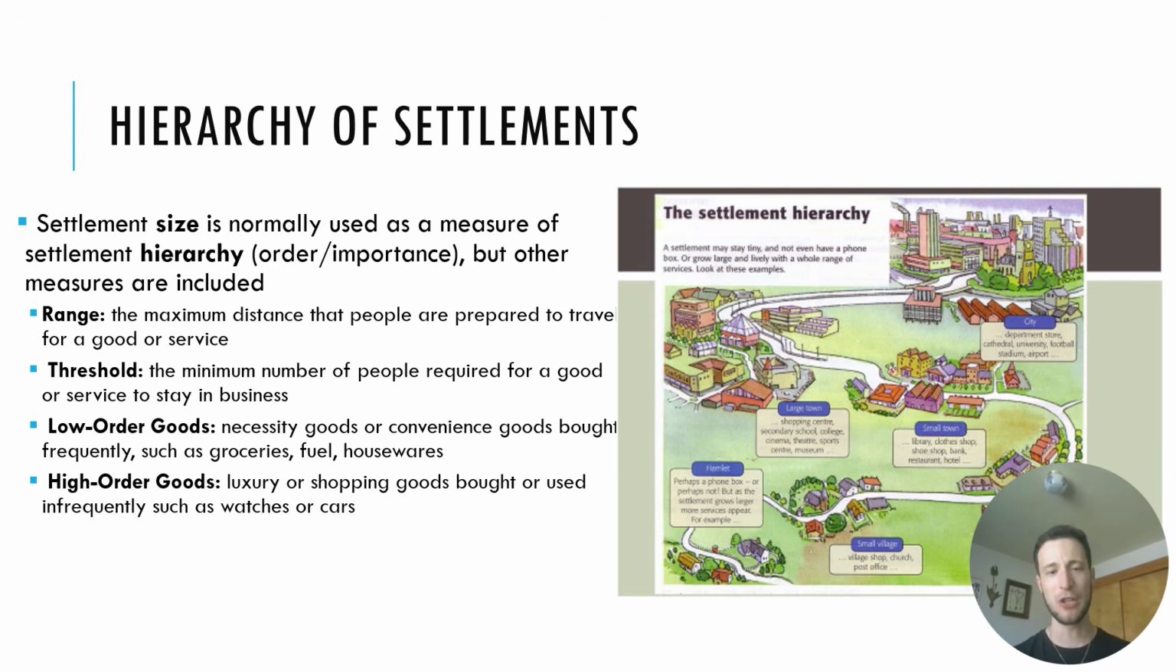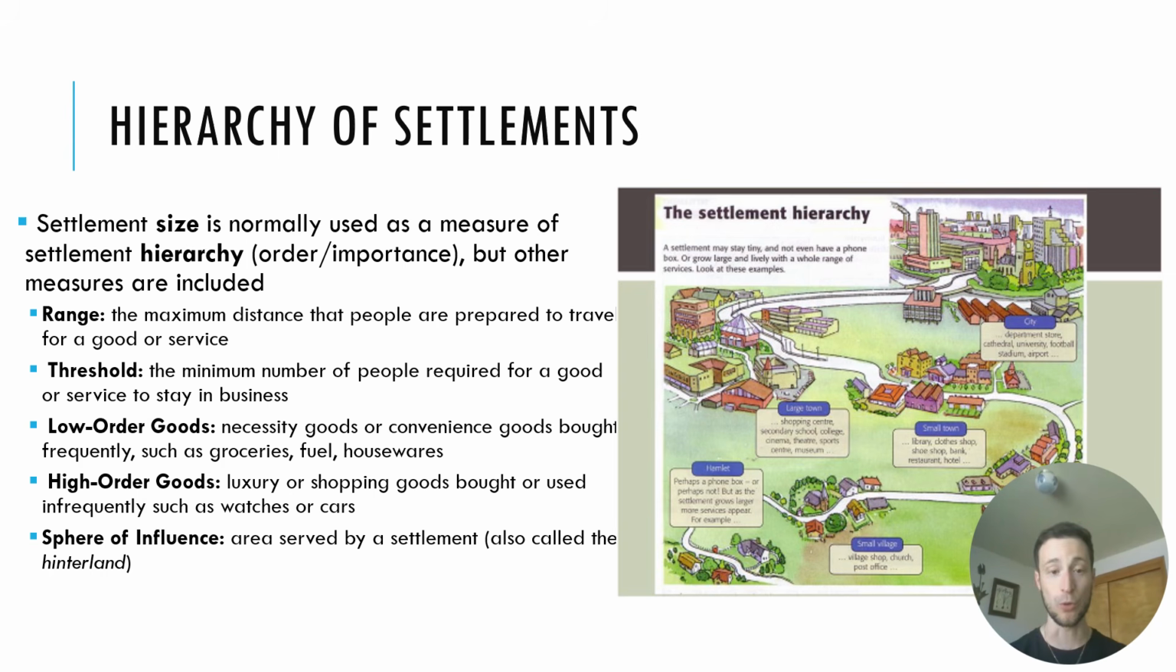And then you have these lower range, higher threshold things, which are luxury goods. So you can usually tell what a settlement is or what a city is based on what types of goods they have. Big urban areas will tend to have both lower and higher order goods, whereas rural suburban areas will tend to focus more on the lower order goods.